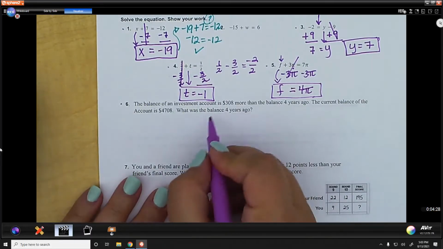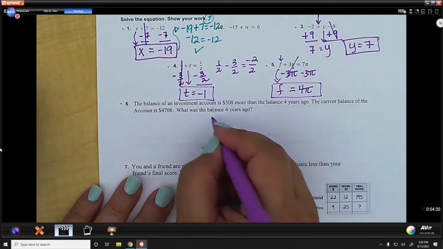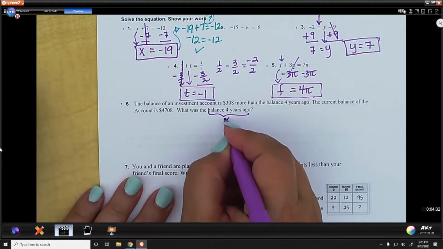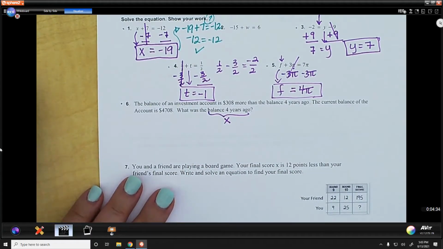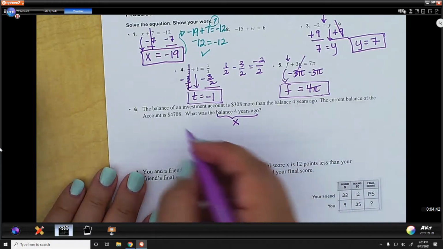So this is what we don't know. We might call that our x. The balance 4 years ago might be our x, or our unknown quantity. That's what we're trying to find. We don't know what it is right now, so we're going to use a variable to represent that. Okay, so let's say we start with that.